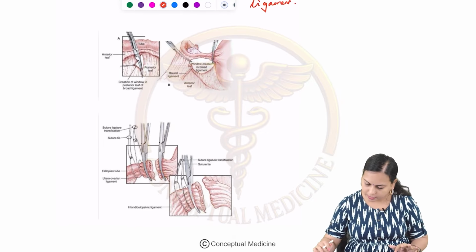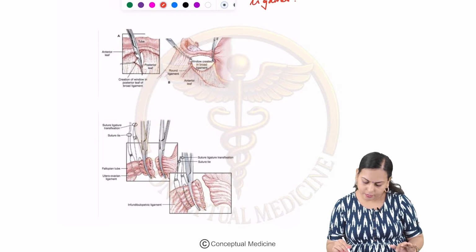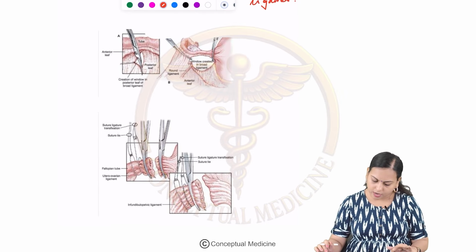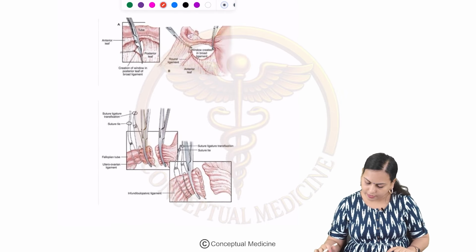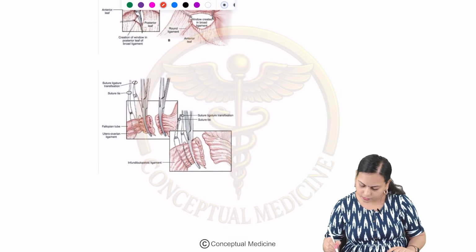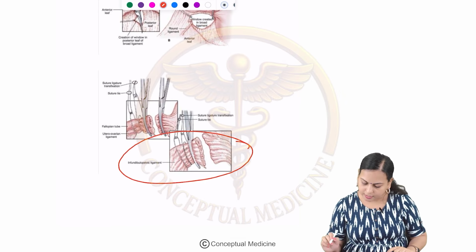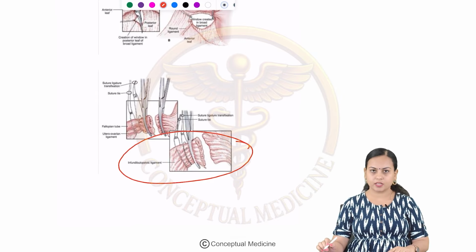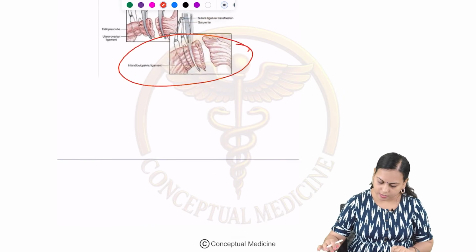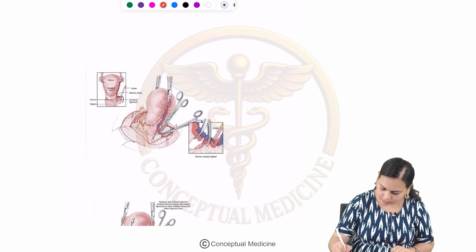Okay. Then after ligating the infundibulopelvic ligament, we are going to have a transection of the infundibulopelvic ligament also. So this is the infundibulopelvic ligament that is cut here. Clear?